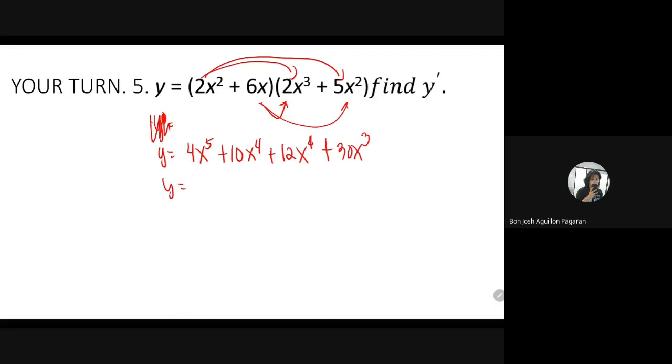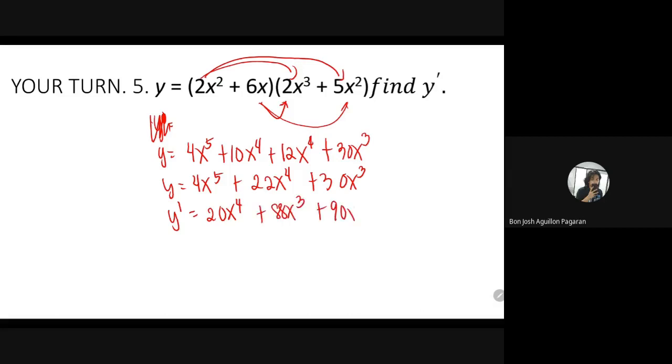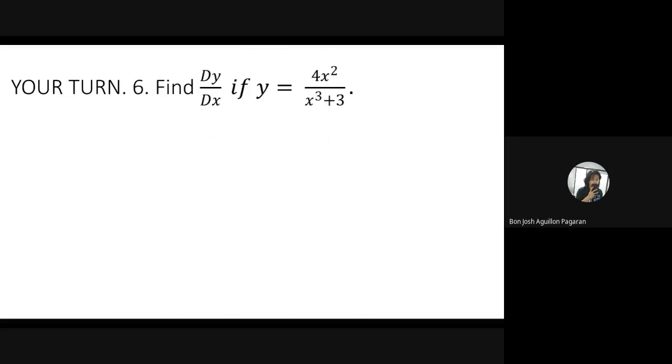So y now is 4x to the fifth plus 22x to the fourth plus 30x cubed. So dito ka palang mag-y prime, hindi sa taas ha. So this will be 20x to the fourth plus 88x cubed plus 90x squared. Next, number 6, division.